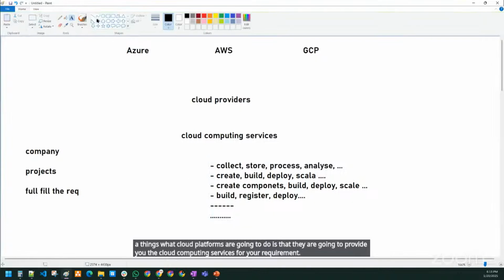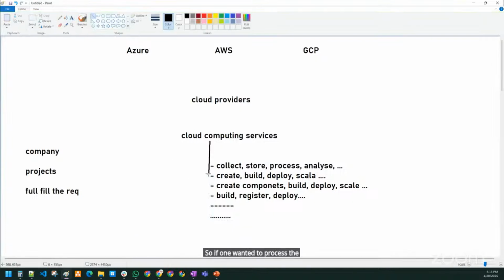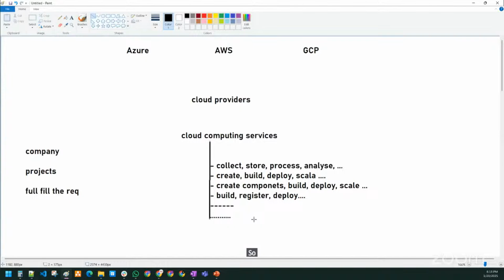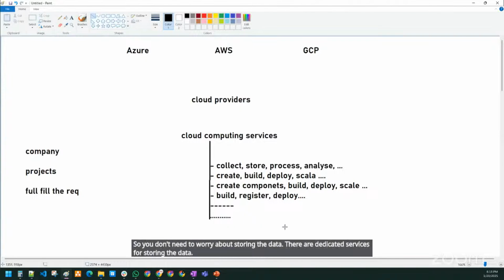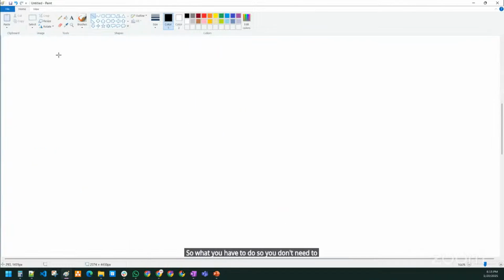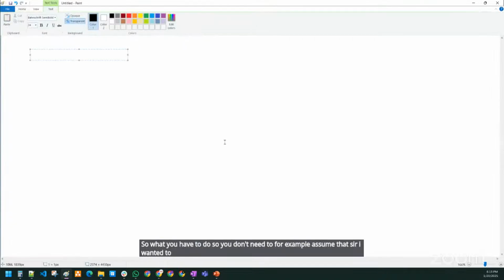So if one wanted to process the data, you don't need to worry about it. There are dedicated services for processing the data. So you don't need to worry about storing the data. There are dedicated services for storing the data. So you don't need to, for example, assume that, sir, I wanted to store some 100 GB of the data.